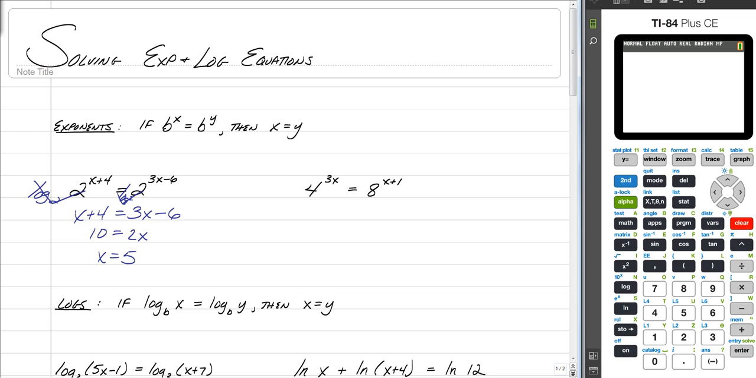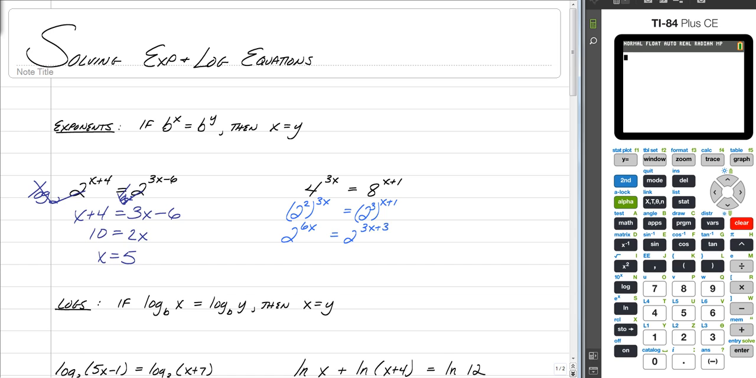So you're going to look at the next one and you're going to be like, wow, I can't do this. But yes, you can. Because you have to always change bases to the smallest possible base. So 4 is actually 2 squared. And of course, that's to the 3x. And that's equal to 8, which is 2 cubed, raised to the x plus 1. Now, another thing you have to remember is when you raise an exponent to another exponent, you're actually multiplying. So this is 2 to the 6x, and it's equal to 2 to the 3x plus 3.